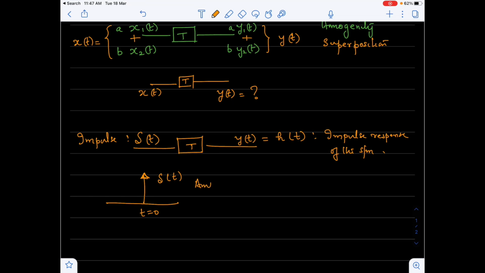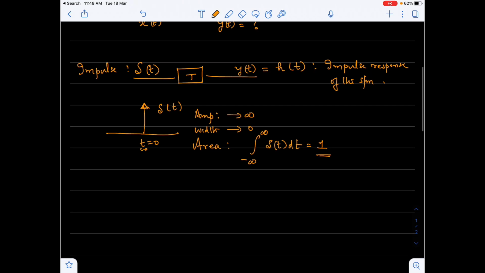The amplitude of the impulse signal goes to infinity, and the width of the signal goes to 0. Another important part is the area under the signal, which is the integration under the signal, that is the integral from minus infinity to infinity of delta of t dt. We will get this area as 1. So how do we get this area as 1?